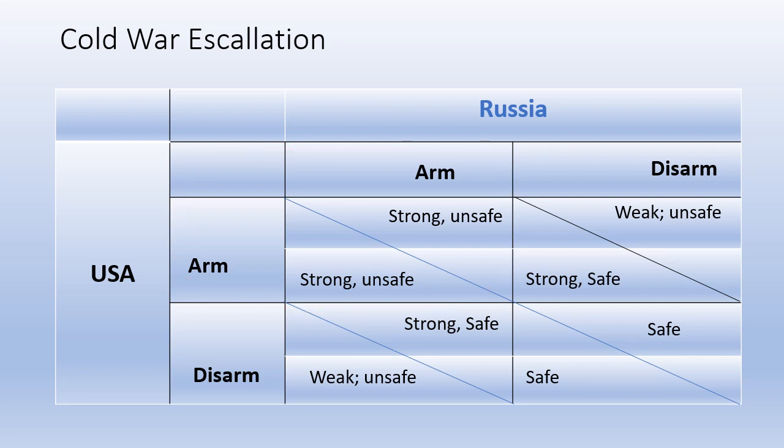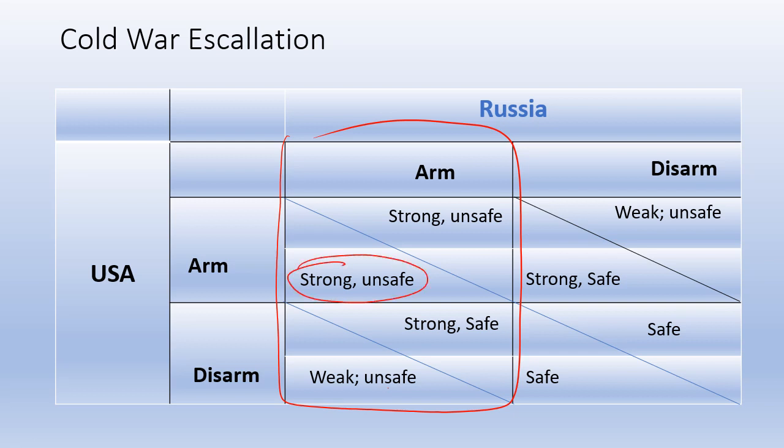Put yourself in the shoes of USA first, and then think for USA what you should do if Russia produced more arms. The game would be stuck on this left column, and on the left column, becoming strong and unsafe would be better than weak and unsafe. So to achieve this outcome, USA would produce more arms. Circle that.